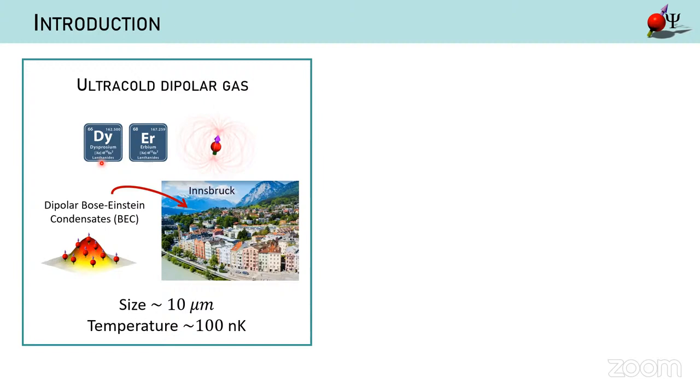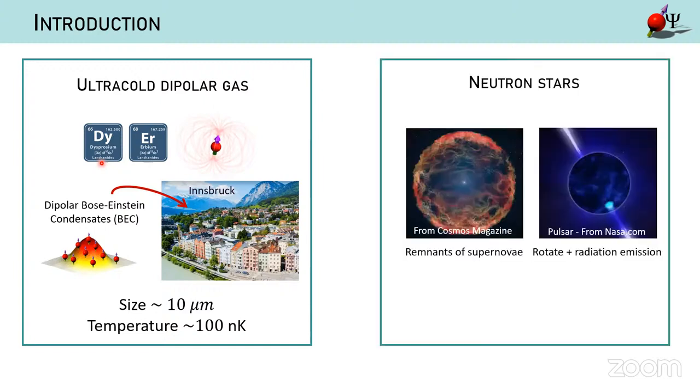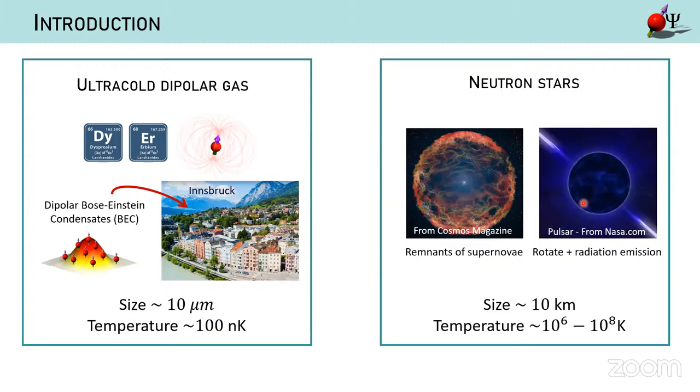Now, the second system is something completely different, and it's a neutron star. So we know that neutron stars originate as remnants of supernovae, and they usually manifest as pulsars, so they rotate, and they emit radiation out of the electromagnetic poles. And the typical size of this system, they have a radius of approximately 10 kilometers, and the temperature is from 10^6 to 10^8 Kelvin.